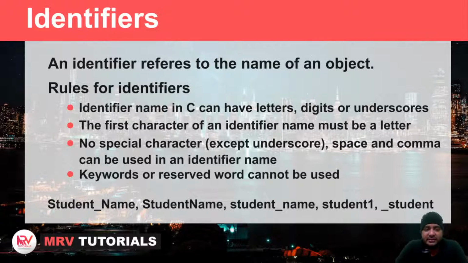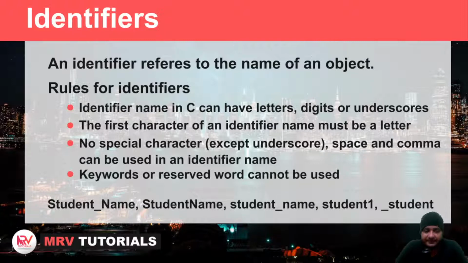So the first rule is, the identifier name in C must have digits, letters, and underscore. So you could use letters, digits, and underscores. No other special characters apart from underscore are allowed inside your identifiers, right? The next thing is the first character of an identifier must be a letter. So it should always begin with an alphabet, which means it should not begin with a number, right?